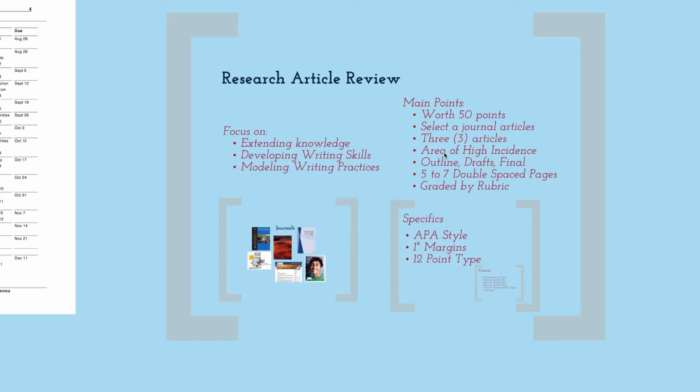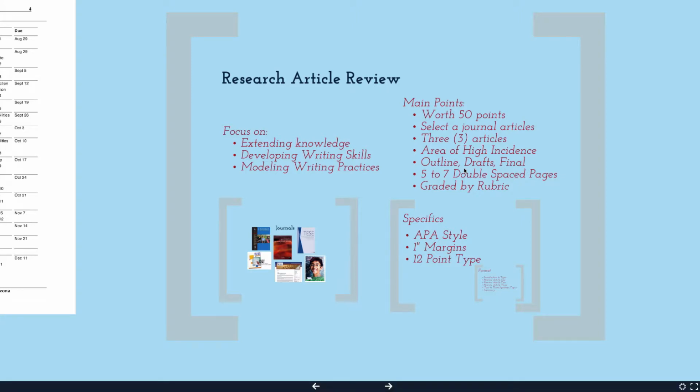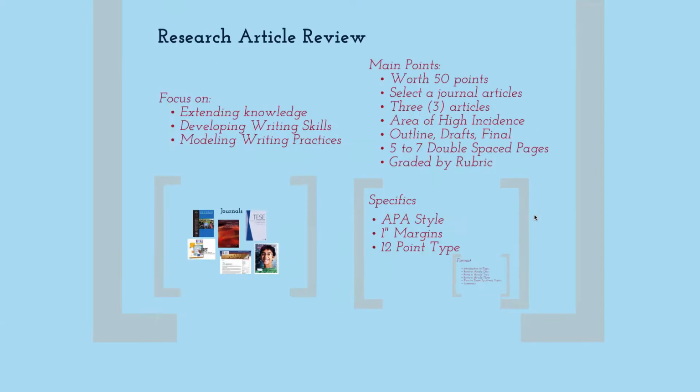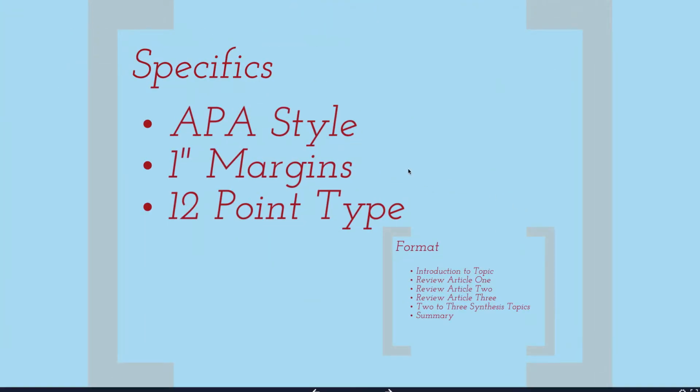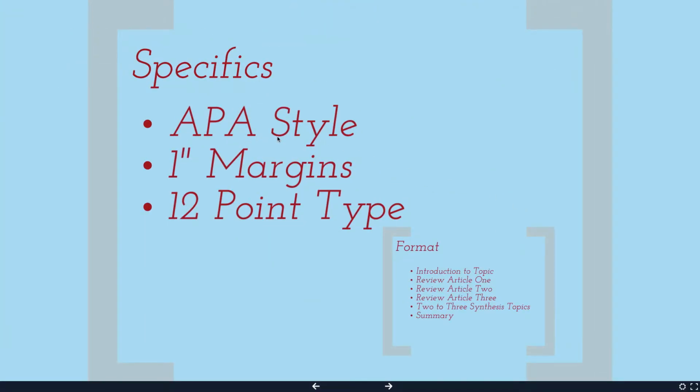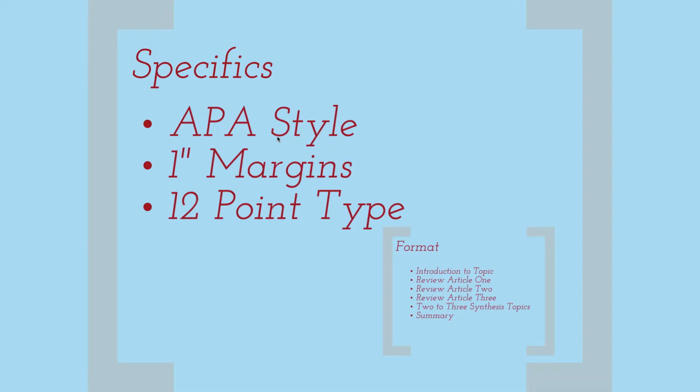And then specifically what I want to see in terms of style is APA style, and if you need any assistance with that, I'll send you some links. I'll post them on D2L. That includes 1-inch margins all around, double spacing, 12-point type, proper citations throughout, and a proper reference list for your 3 articles at the end.